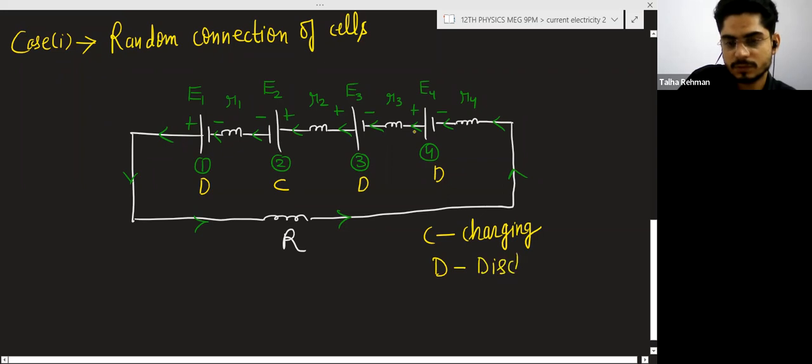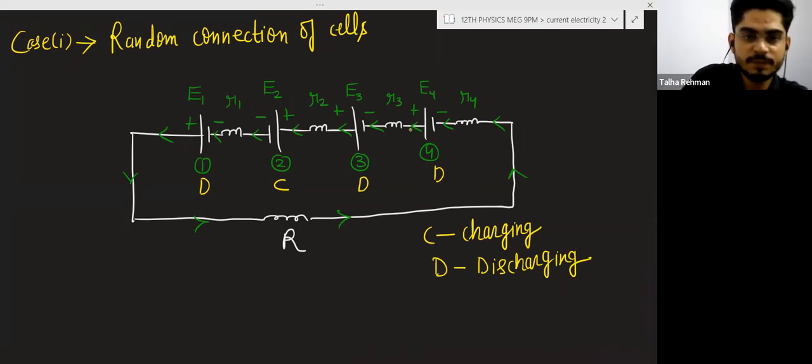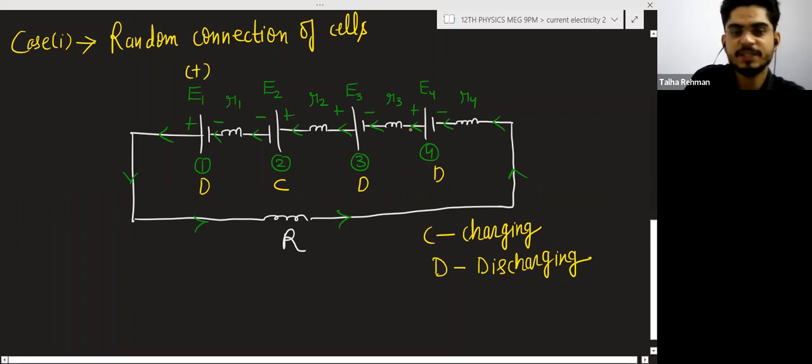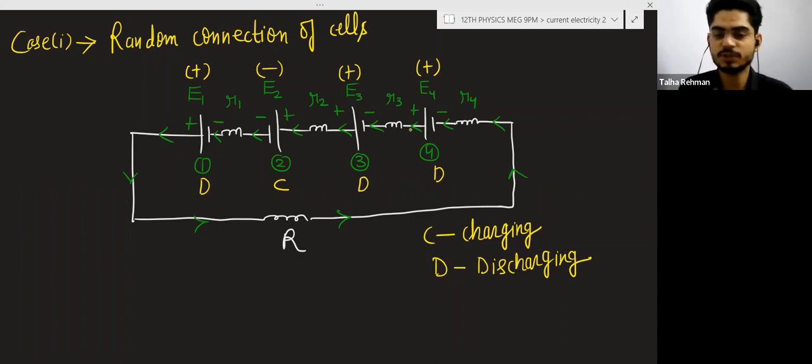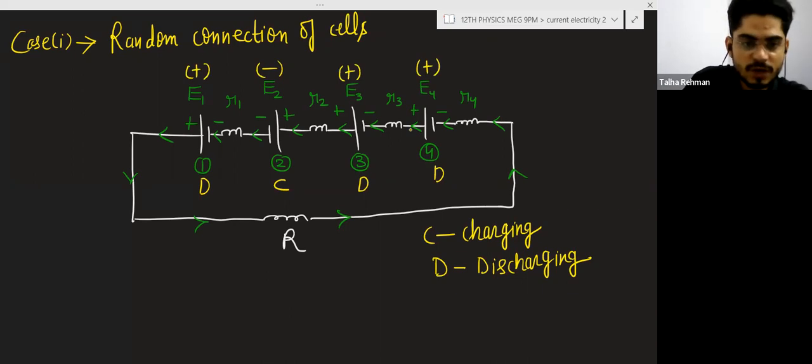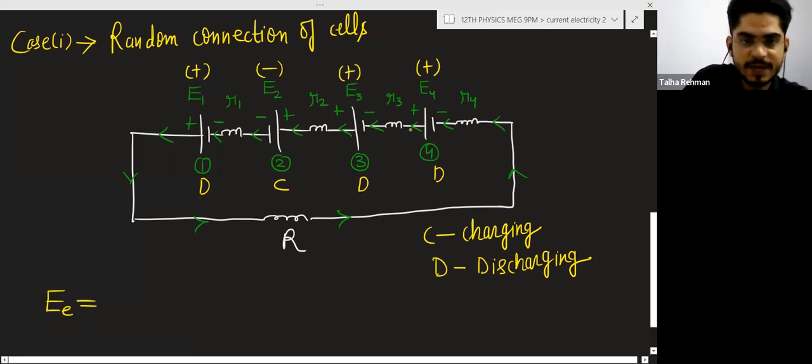So either you can take the charging potential as positive or the discharging potential as positive. I am taking the discharging EMF as positive. This is charging, this is negative, this is discharging. This I am taking positive. You can take any as positive, any as negative. So I want to find E equivalent. Then I will write E1, that is positive, minus E2 plus E3 plus E4.